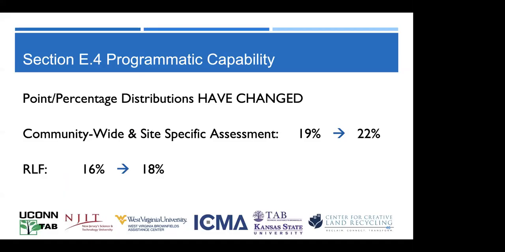Let's talk about this. Programmatic capability, the point percentage distributions have completely changed in all the grant applications except for cleanup. Those points went higher or increased in the community need and community engagement. So if you're doing a cleanup grant, be aware that the points overall went from 175 to 180 for a maximum number of points with the cleanup grant. And where it actually is counting the most is community need and community engagement, which increased by 2%.